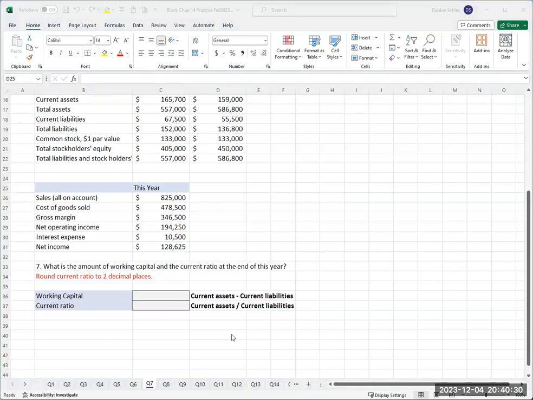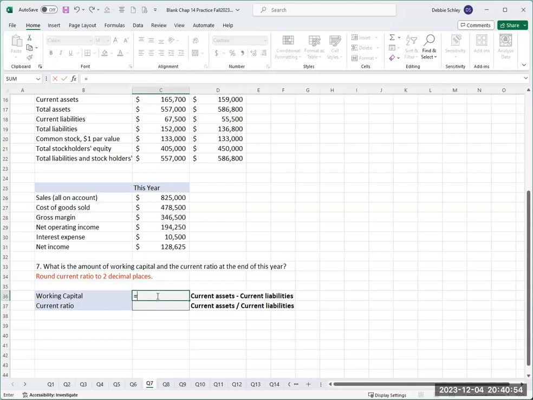Question 7. Working capital. And again, we're doing the end of this year, and we're rounding current ratio to 2 decimal places. And remember, working capital is dollars. Current ratio is just a number to 2 decimal places. It's not dollars. It's not a percent. It's just a number. So we're going to reflect that.